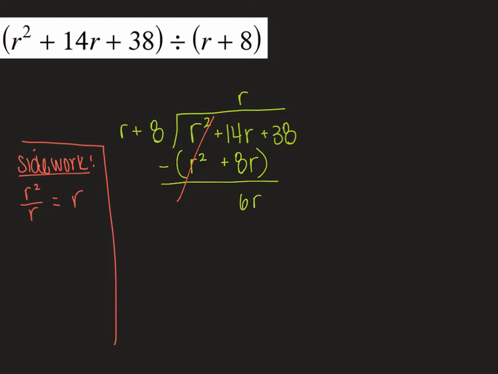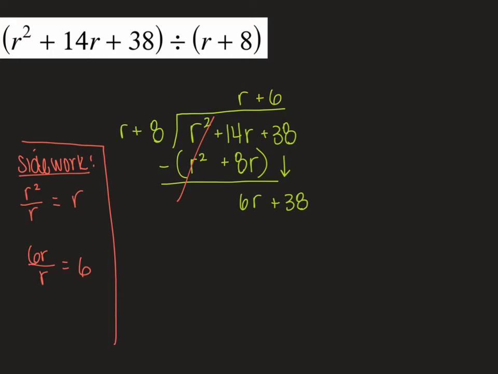And then you can just bring down your next term, so plus 38. Okay, so now we need to start over again. So we need to do some side work here, right? Because we have our new first term is 6r, and our other first term is r. So we're going to do 6r divided by r, and we get 6. So we're going to put a 6 now on top of our constant column. So now we have 6.